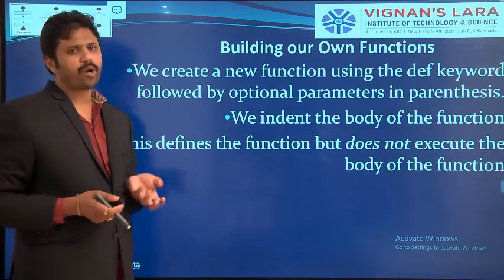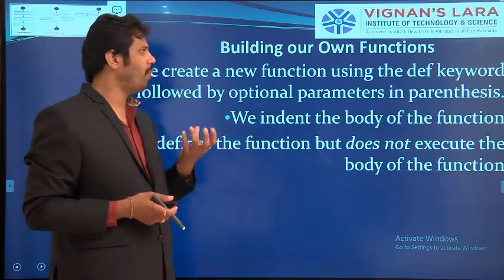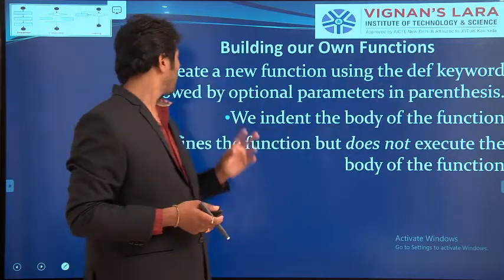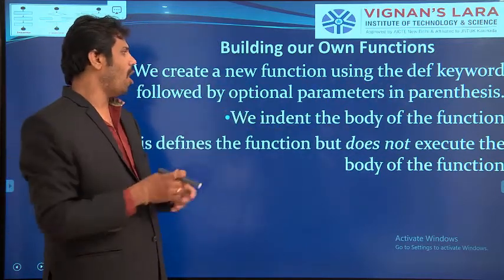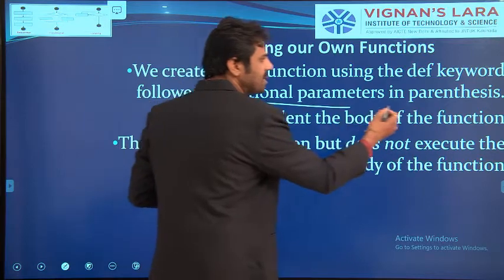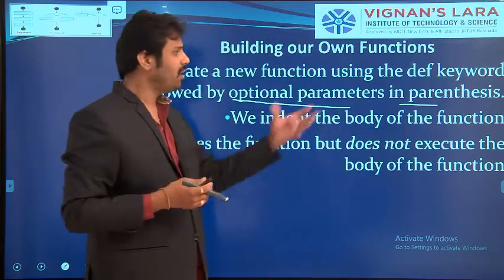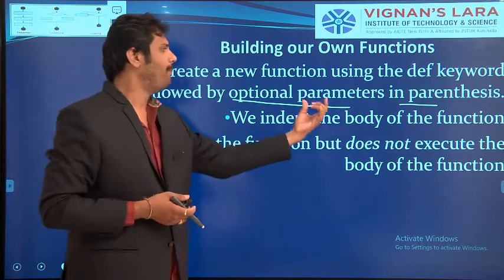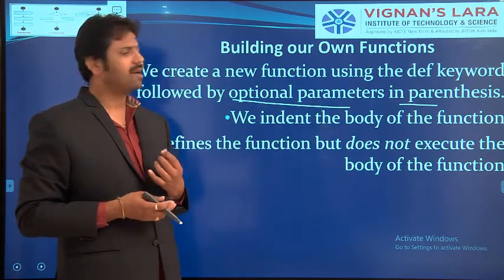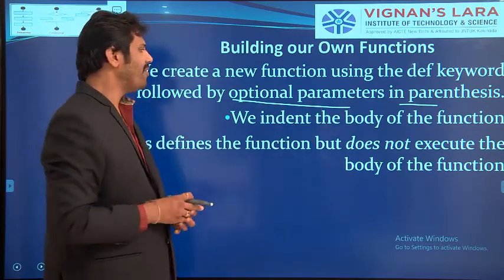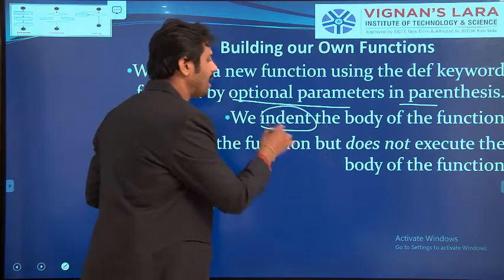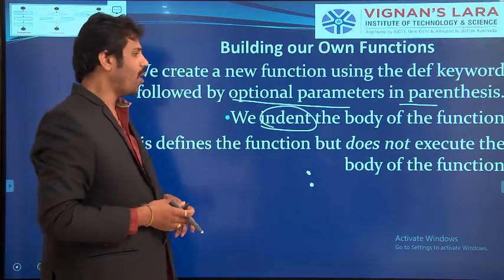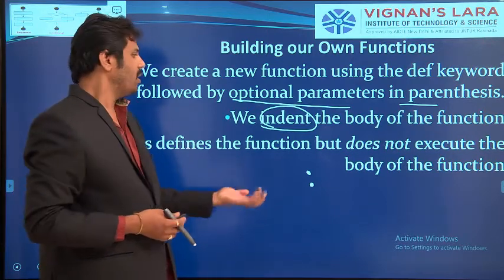So how are we going to build our own function? We'll create a new function using the def keyword, followed by the function name and optional parentheses. You are going to place the parameters for that function in the parentheses. Then we have the indent. Indent is nothing but a symbol we are going to use to define a function.